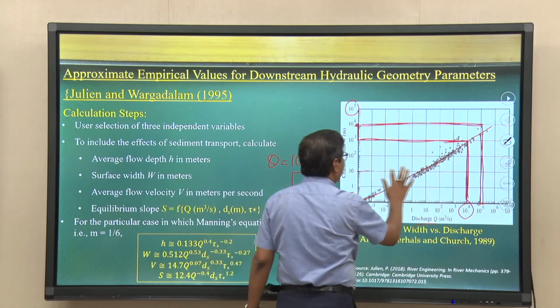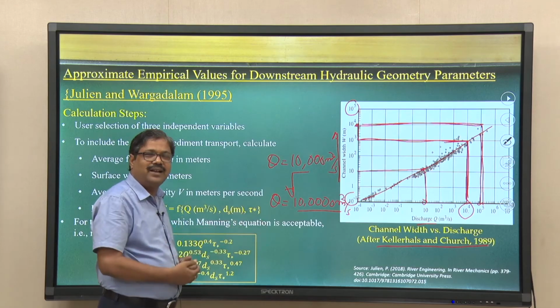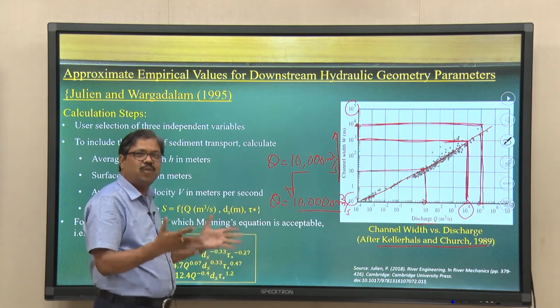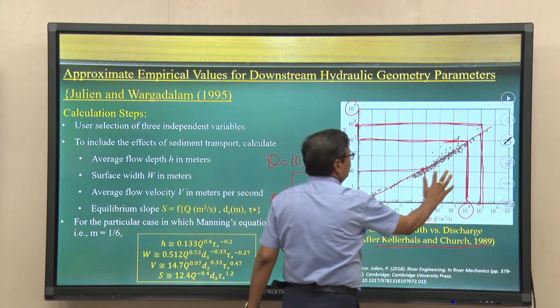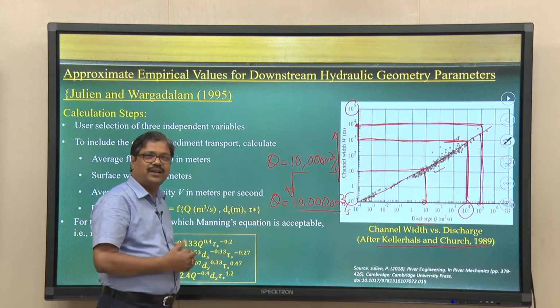So if you have a 10 meter width, in log scale you can say you have about 10 meter cube per second. This is a very interesting data set, compiled in 1983 by Kellerhals and Church. For a river specialist, we can measure the width of the river from satellite data and know what the average discharge flowing through it could be. We can use this plot to know the estimated discharge ranges.